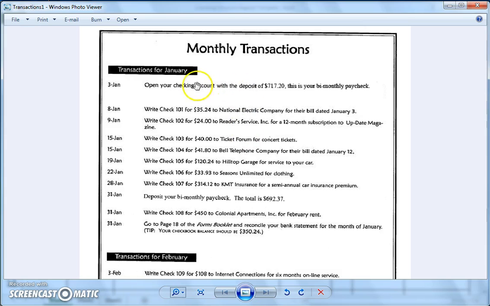Okay? So we're going to start with January 3rd. It says open your checking account with a deposit of $717.20. This is your bi-monthly paycheck.